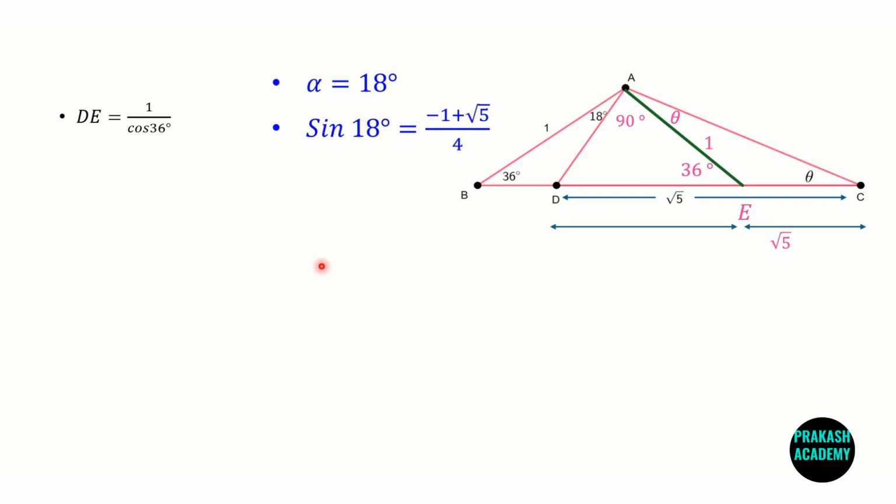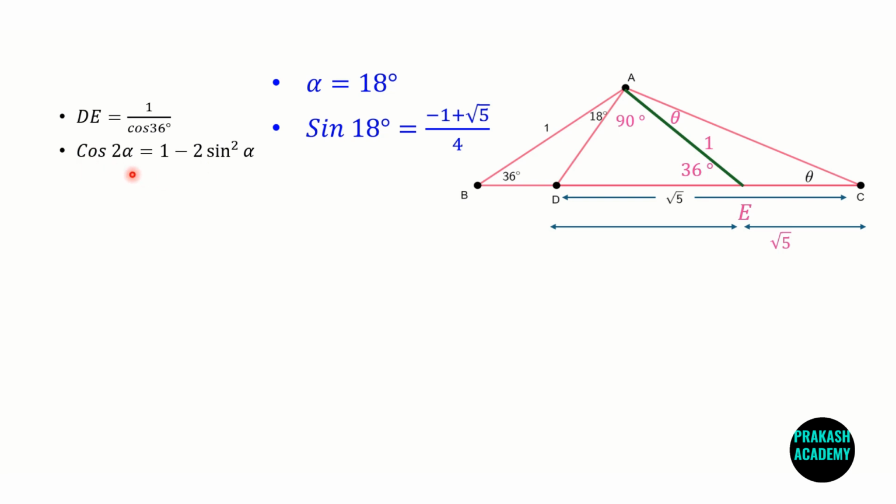So here I will use a well-known result. Let us say alpha is equal to 18 degrees, then sin alpha is root 5 minus 1 divided by 4. You can derive this; in one of my videos I have derived this result. For the time being, let us say this value is known. That is, sin 18 degrees is minus 1 plus root 5 divided by 4. I have to calculate the value of cos 36 degrees. Alpha is 18, so this is cos 2 alpha.